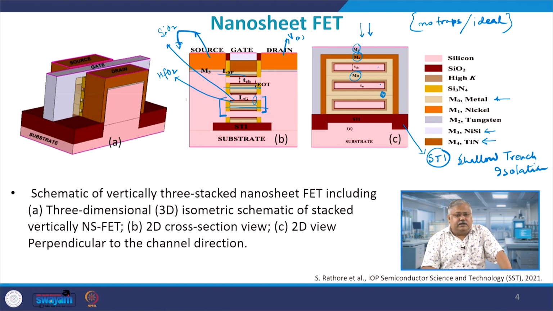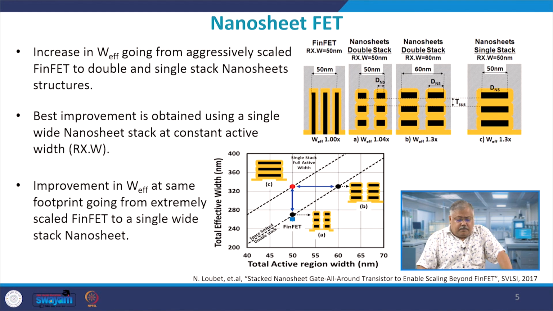The process nowadays is very stable in nanosheet FETs. Let me come to various configurations of nanosheet FET. What I can do, and this is what people have been doing, is I can do double stacking of sheets rather than a single stack.